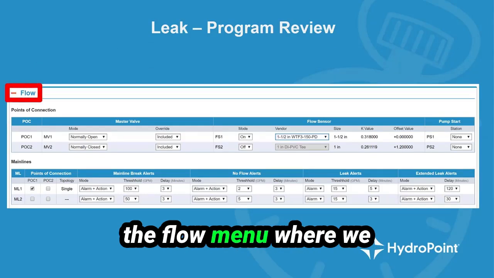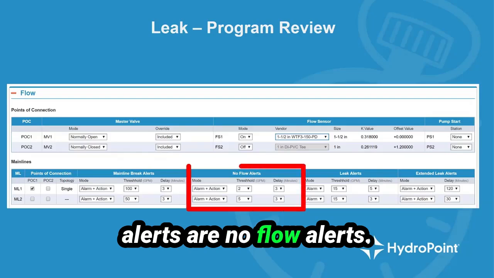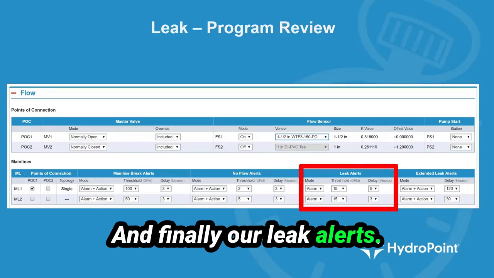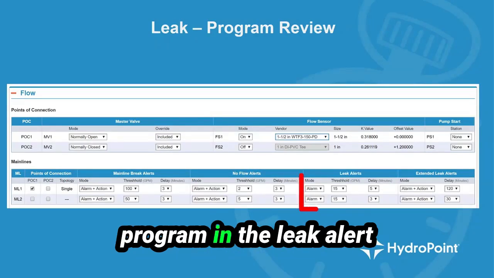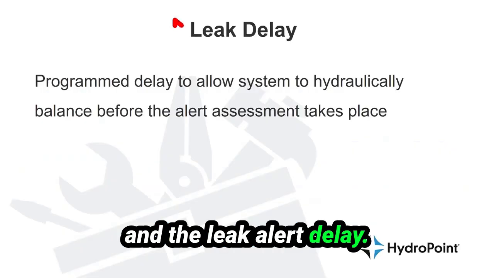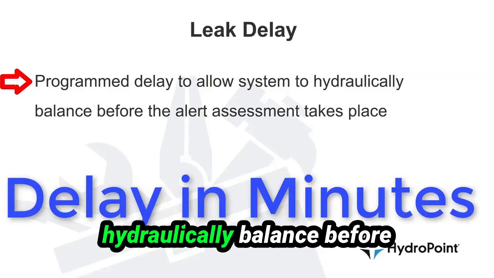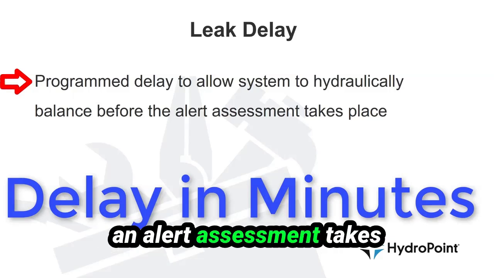And we start with the leak programming that's found here on WeatherTrack.net on the program page under the flow menu, where we program our main lines, including our mainline break alerts, our no flow alerts, and finally our leak alerts, where we'll be asked to program in the leak alert mode, the leak alert threshold, and the leak alert delay. A leak alert delay is the number of minutes that we allow the system to hydraulically balance before an alert assessment takes place.